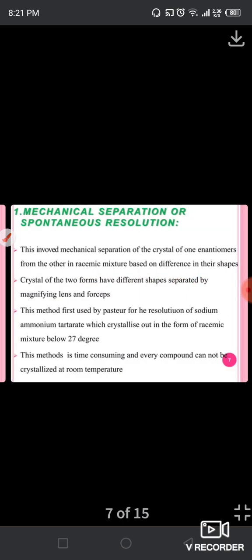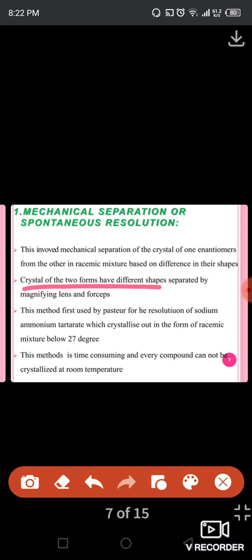First is the mechanical separation. Mechanical separation can also be called the spontaneous mechanism. In this mechanism, some compounds have a crystalline nature. If they have a crystalline nature, then these isomers can be separated on the basis of their different shapes. You use a lens or some magnifier, focus on it, and separate the isomers on the basis of their crystal shapes. This is called the mechanical separation technique.